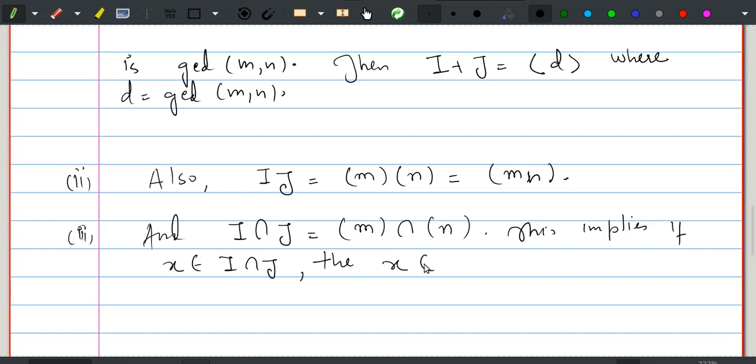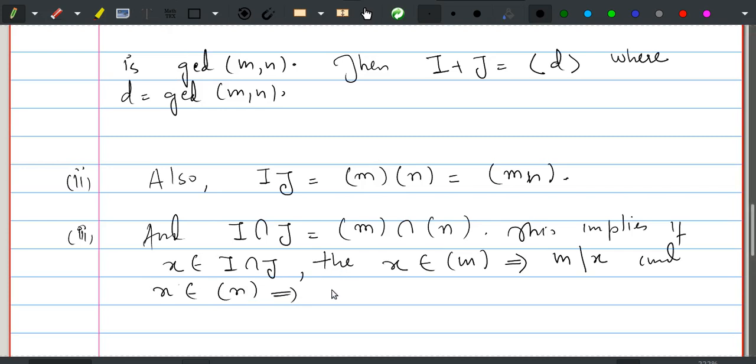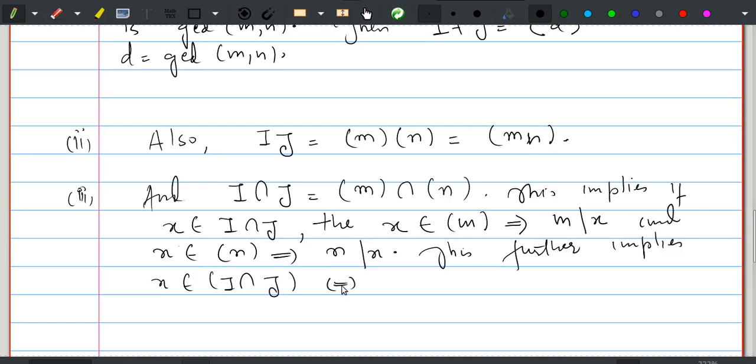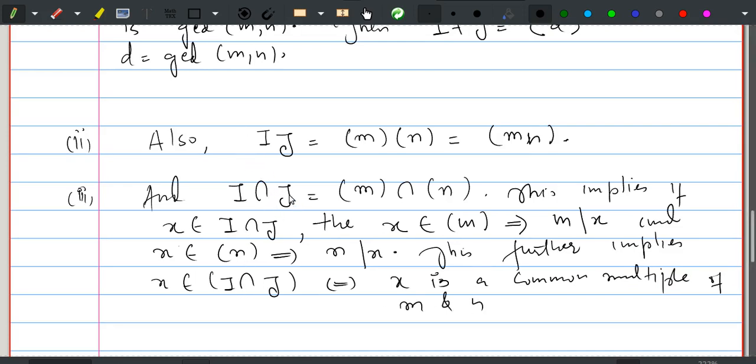Then X is in M implies M divides X, and X is in N implies N divides X. So that means an element X will be in the intersection of these two ideals if X is a common multiple of M and N. This further implies X is in the intersection of I and J if and only if X is a common multiple of M and N. But again, I intersection J being an ideal of Z, it has to be a principal ideal.